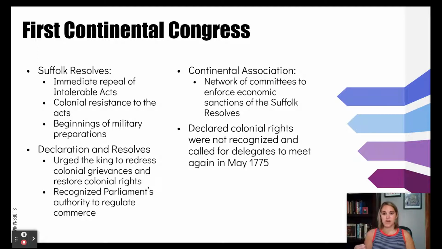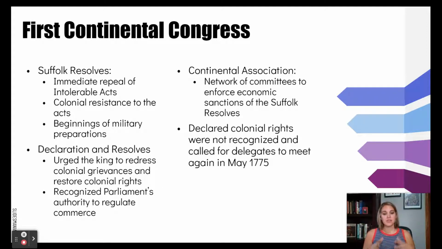First is the Suffolk Resolves. They require that Britain immediately repeals the Intolerable Acts, and they begin military preparations just in case a battle might break out. They also urge the king to address and fix the colonial grievances, and they, as a conciliatory measure, recognize Parliament's authority to regulate commerce.